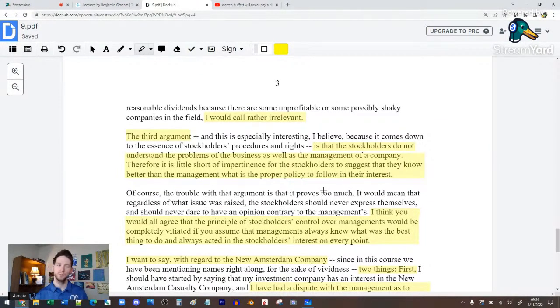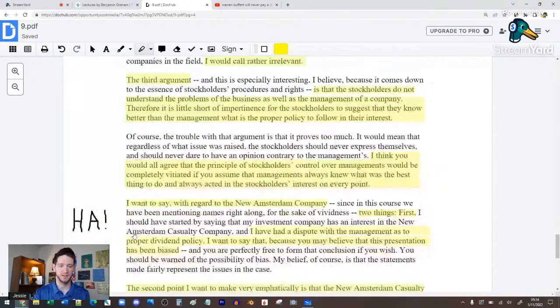the management says, well, we know the company better, and you aren't seeing everything that we're seeing, especially on a daily basis. However, Ben Graham says, I think you would all agree that the principle of stockholders' control over managements would be completely vitiated if you assumed the managements always knew what was the best thing to do and always acted in the stockholders' interest on every point. So what he's saying is stockholders definitely can know better than management in some places, and he believes that this case for dividends is one such example.